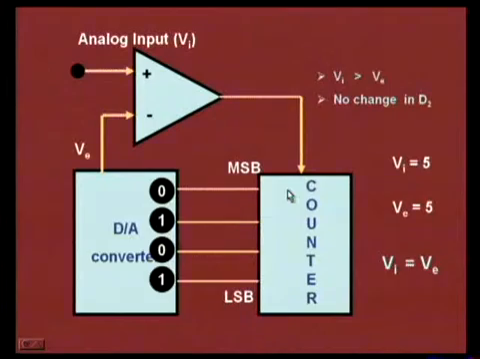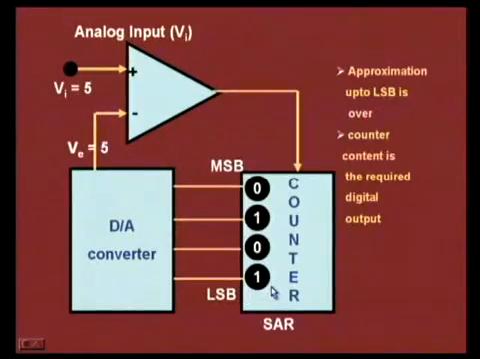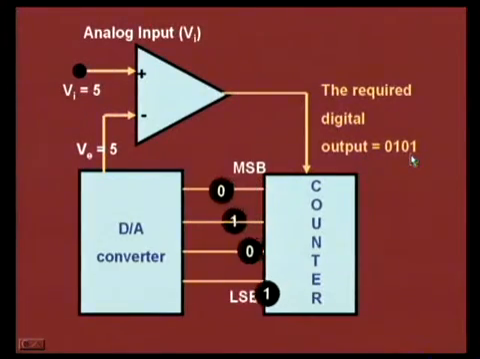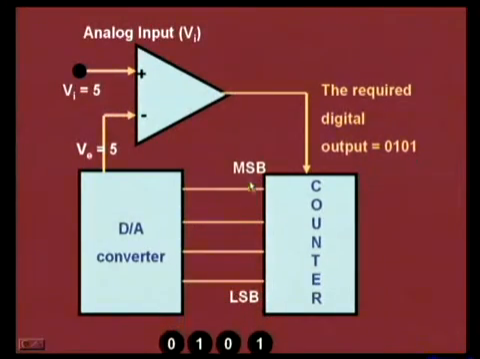Now, in this process we have reached the LSB, so we should stop the conversion technique. So, the data contained in this converter should be treated as the equivalent digital value. So, the value equal to 5 volts is 0101. That is, the required digital output is 0101. This is how we get the digital output.